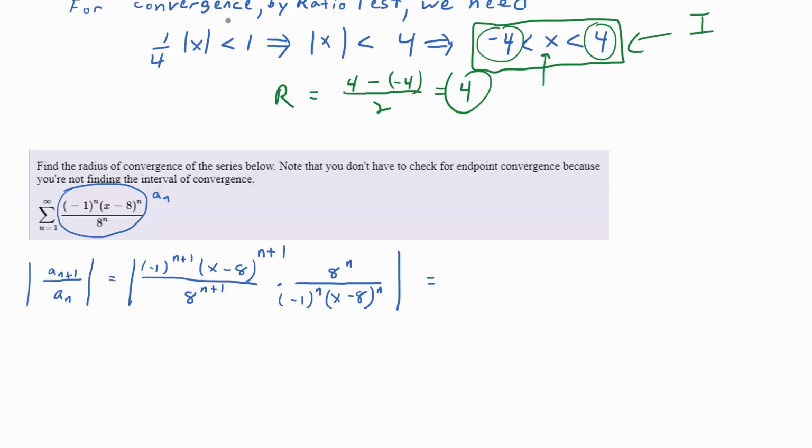To simplify this thing right away, I'm going to go ahead and do this division. x minus 8 to the n plus 1 power divided by x minus 8 to the n. Like bases, keep the base, subtract the bottom exponent from the top exponent. So why don't you guys help me out with this one? What do you get for the x minus 8 base?